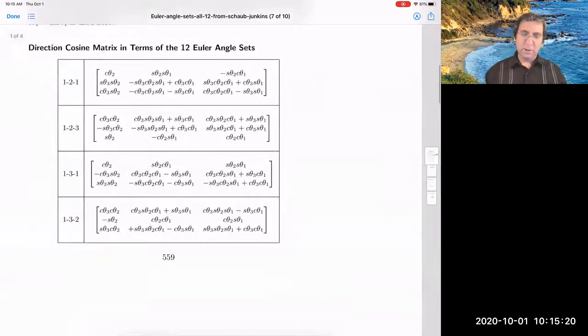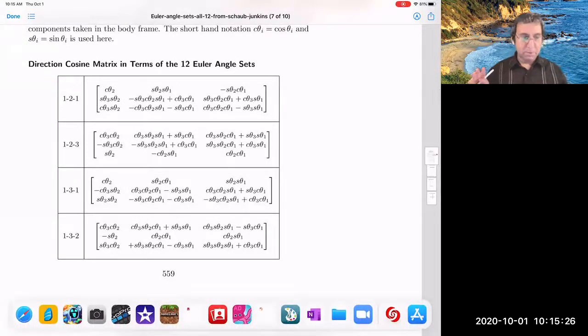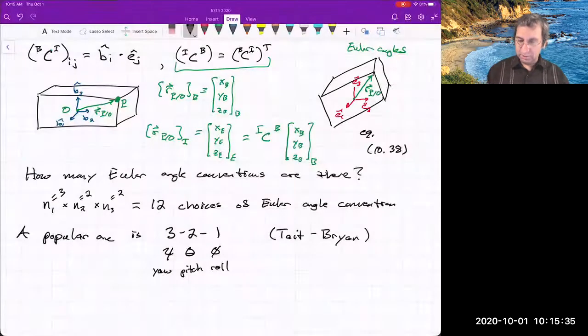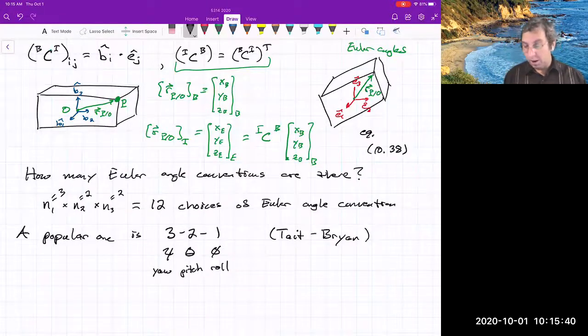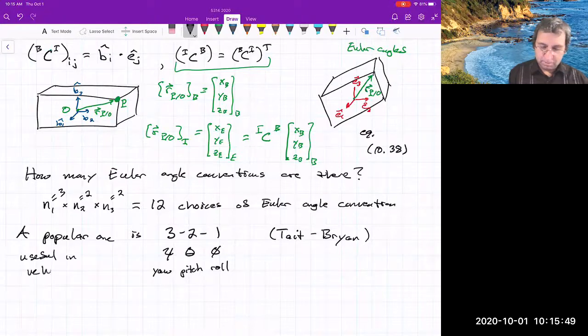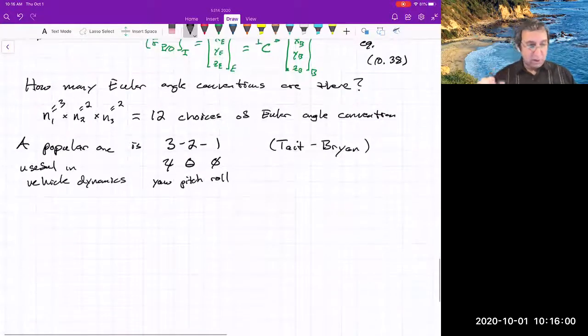You might say, well, why would I choose anything other than, say, yaw, pitch, and roll? It depends on the problem. For some problems, it's more convenient to use a certain set. So for gyroscopic and orbital mechanics situations, the 3-2-3 actually makes more sense. But 3-2-1 is convenient. It's useful not just for aerospace, but also in vehicle dynamics. Because if you think of a vehicle and you're looking at small rotations in one of the 3 directions, you want 3-2-1.